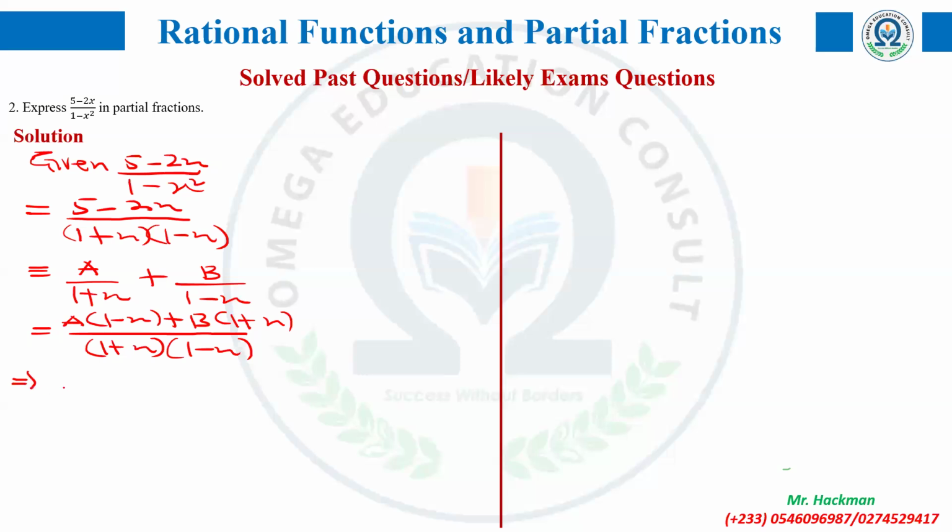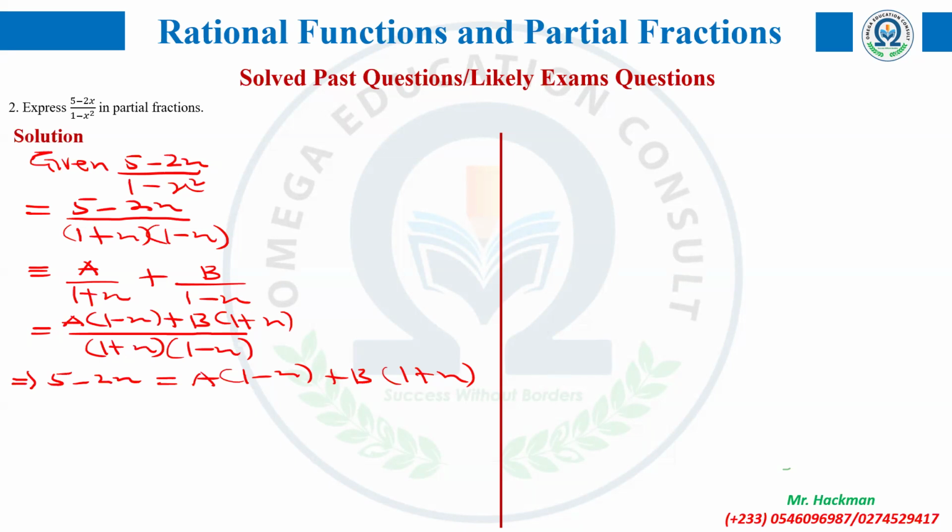Okay, we are done. So 5 minus 2x is equal to A into bracket 1 minus x plus B into bracket 1 plus x. At this point, we can all continue. So what will be your first substitution, Prof. Adam? If x is equal to what? 2.